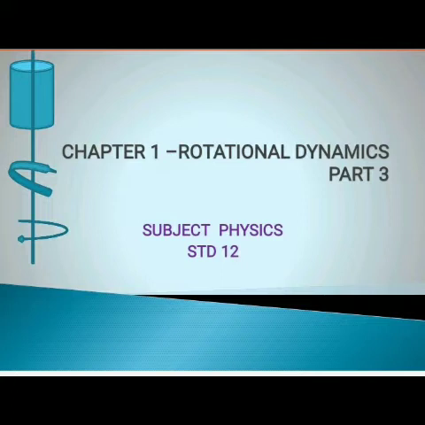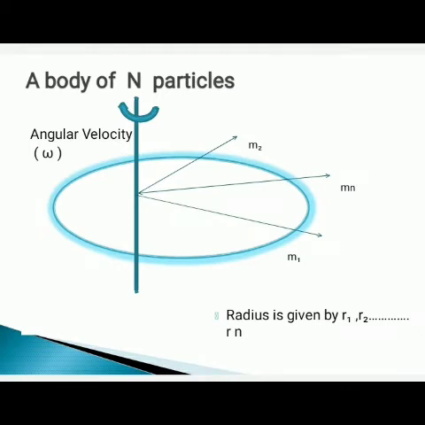Students, we are back with Chapter 1, Rotational Dynamics Part 3. Rotational Dynamics Part 3 basically deals with moment of inertia acting on a rotating body with a fixed axis of rotation. Let's go through the diagram which shows a body of n particles with a fixed axis of rotation, moving with an angular velocity omega. The masses of the particles are represented by m1, m2 and mn, so on. The radii are given by r1, r2 and rn, so on.